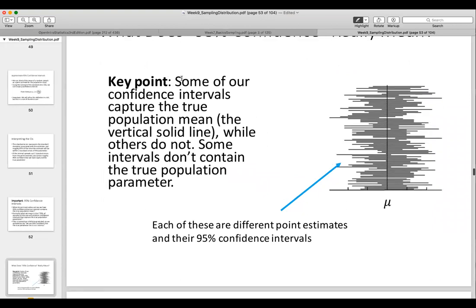Here's the key point. Some of our confidence intervals capture the true population mean, the vertical solid line, that's what that is, while others do not. Some intervals do not contain the true population parameter. And additionally, when we do a study, we don't know if ours actually includes the true population parameter. We just have a degree of confidence.